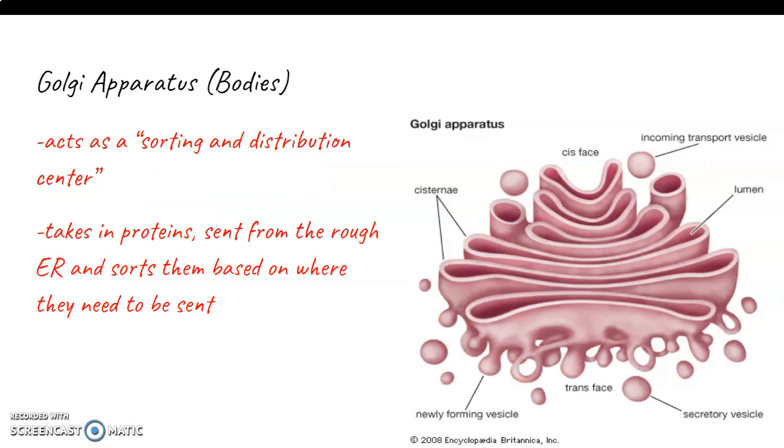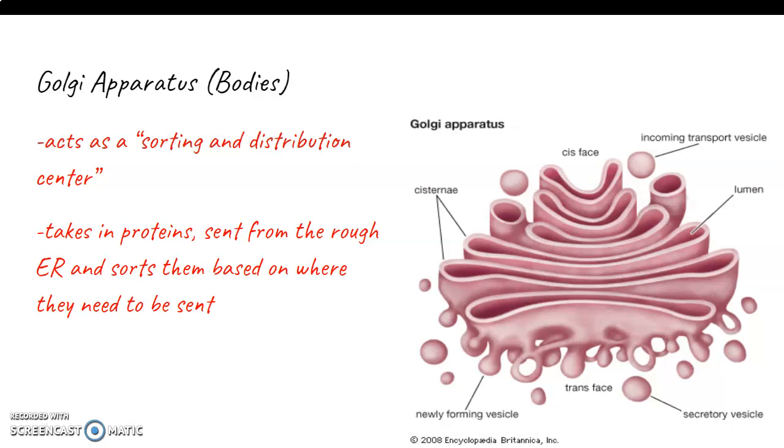When the rough endoplasmic reticulum transports and modifies those proteins that were made by the ribosomes, oftentimes the protein pinches off in a little sac called a vesicle, and you see a vesicle right here. And those vesicles make their way to this particular structure known as the Golgi Apparatus, or also called Golgi bodies.